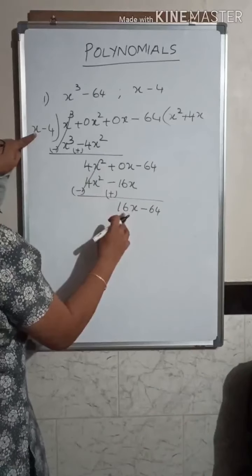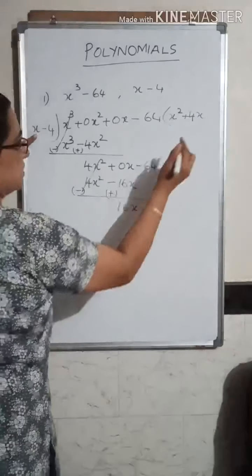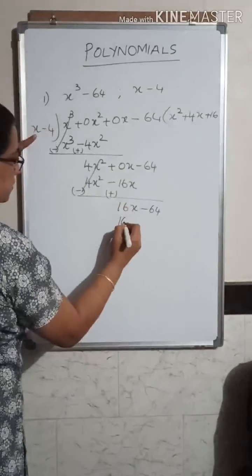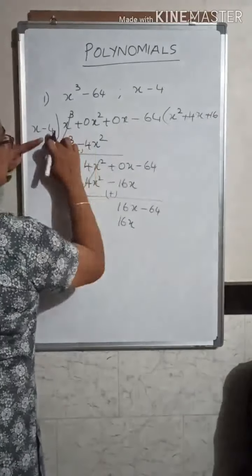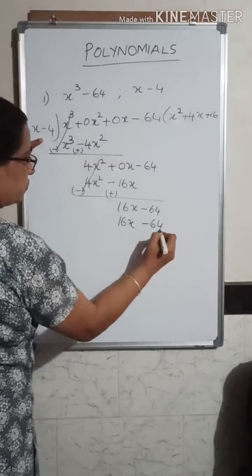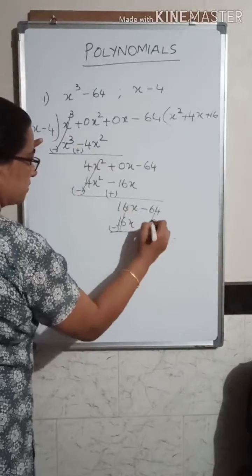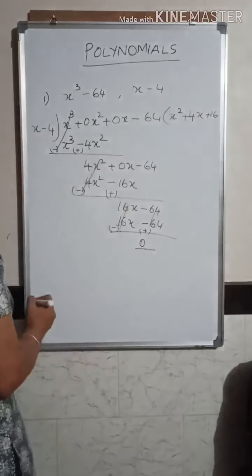Now what should be multiplied to this x to get 16x? So that is plus 16 you get. So you get 16x, and 16 into 4 is minus 64. Changing the sign, both get cancelled, so you get the remainder as 0.